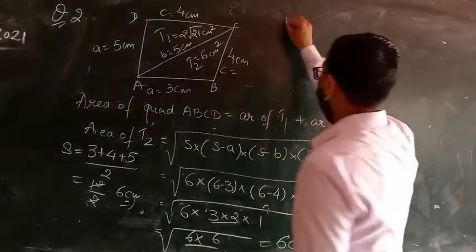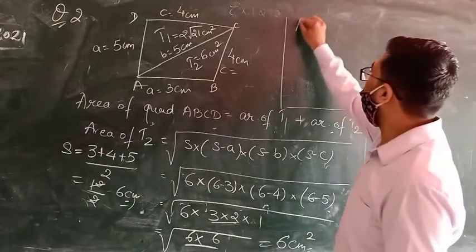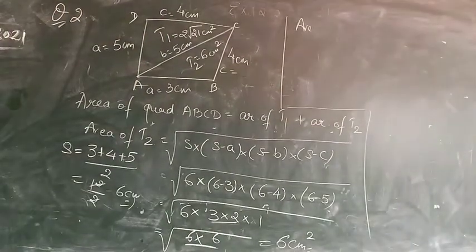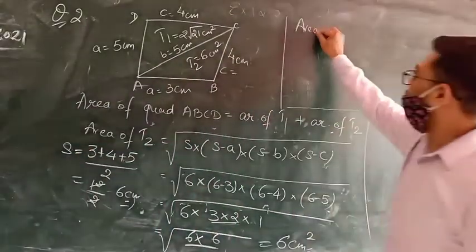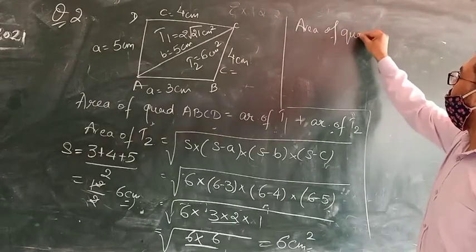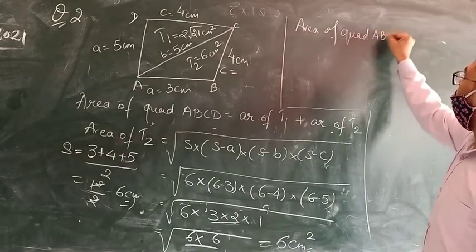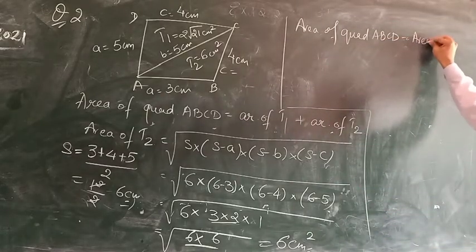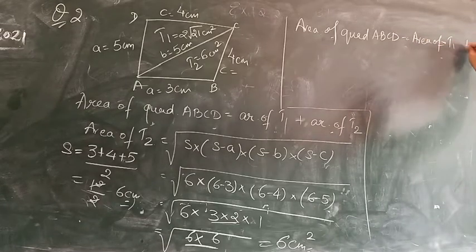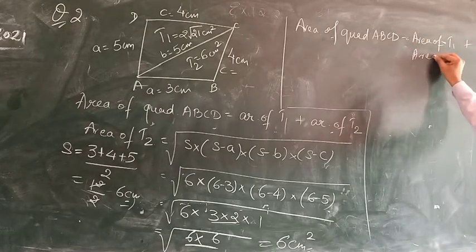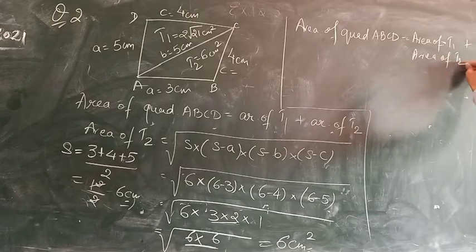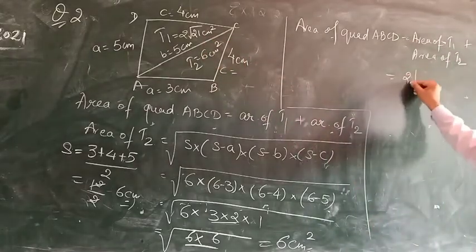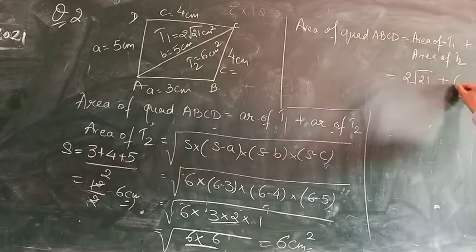Now for area of quadrilateral ABCD, area of quadrilateral ABCD is equal to the sum of area of triangle T1 plus area of triangle T2. So what is T1? T1 is 2 root 21 and area of T2 is 6.